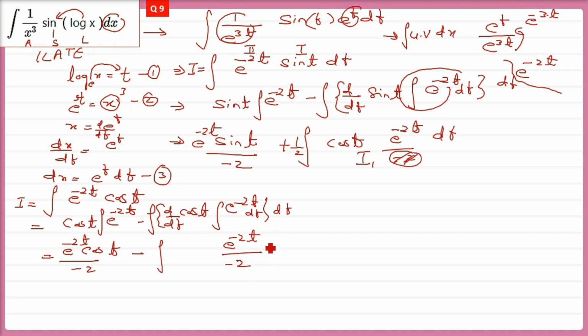The derivative of cos t will be negative sin t. So sin t here, negative goes outside, it will be plus. So negative, negative, plus, and you don't have to take negative outside or make it plus, because negative, negative can be cancelled here only. So you can just write e raised negative 2t cos t divided by negative 2, and the half I am bringing outside, the sign will not be changed, e raised negative 2t sin t.